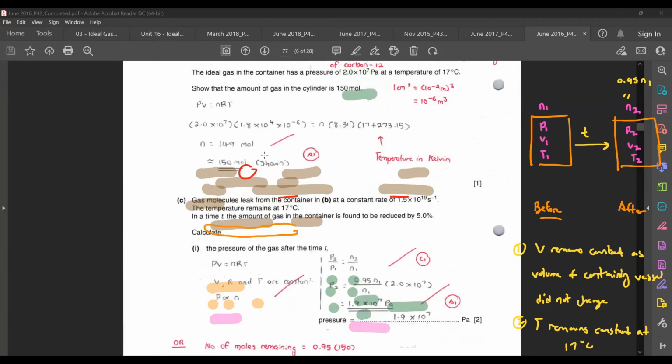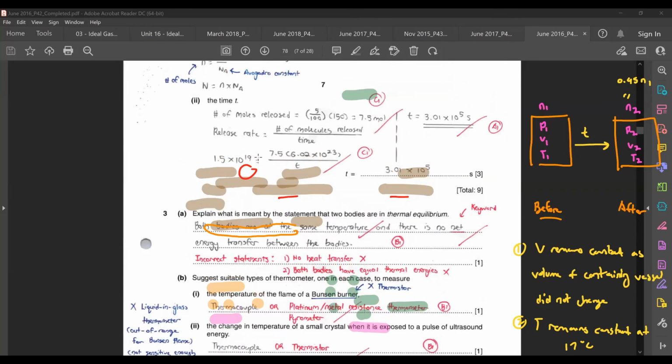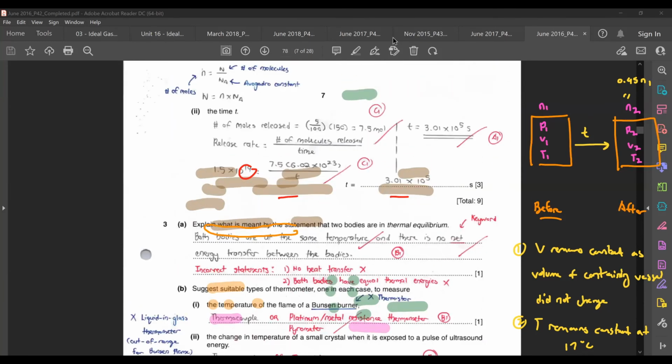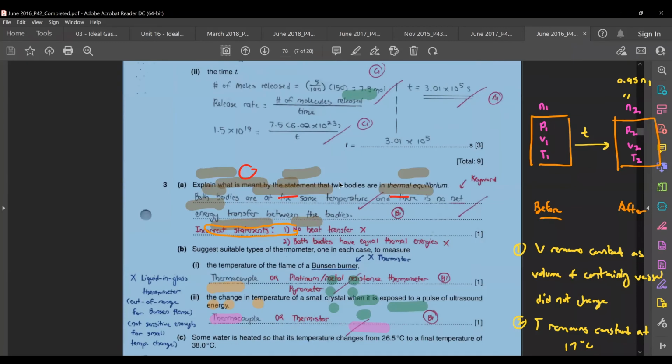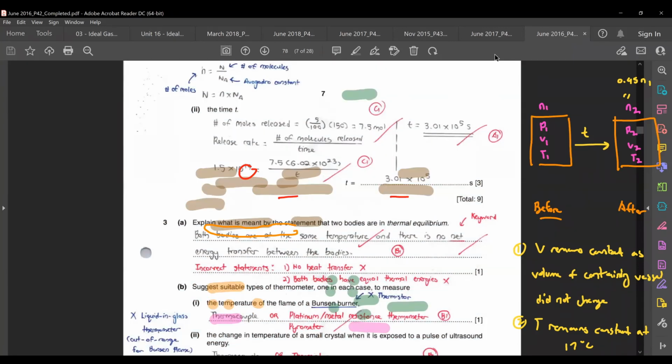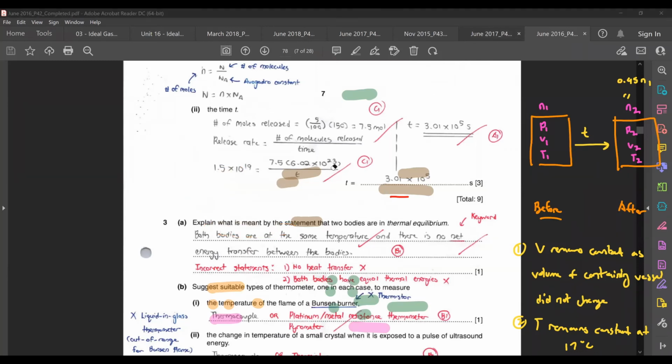Then after that, we move on to the last question. Okay, zoom up. Now, what they want you to find after that is the time t. When your number of gas molecules is reduced by 5%, or your number of moles is reduced by 5%, how much time did it actually take to reach that value? They want you to find the time taken. Recall that they actually gave you this information.